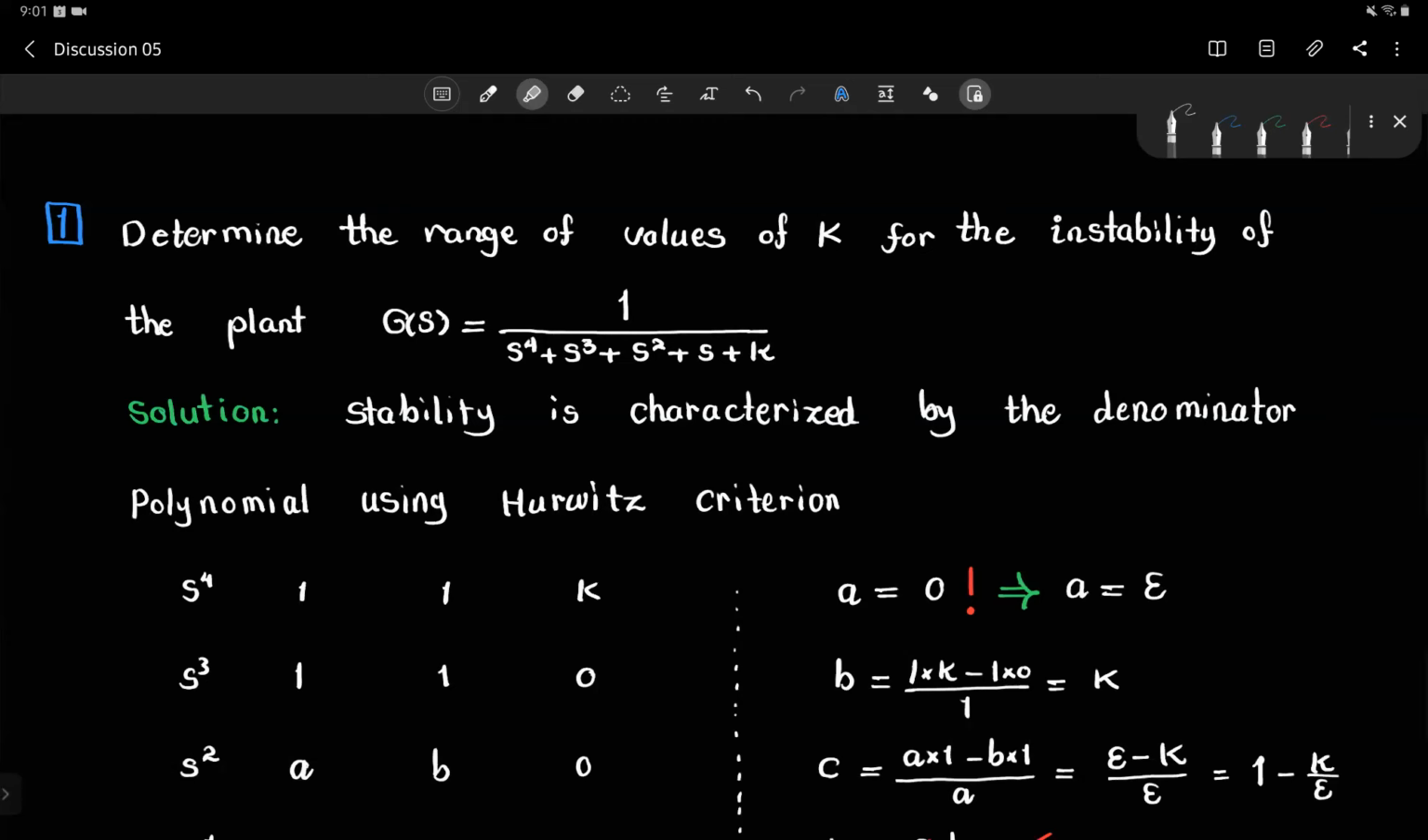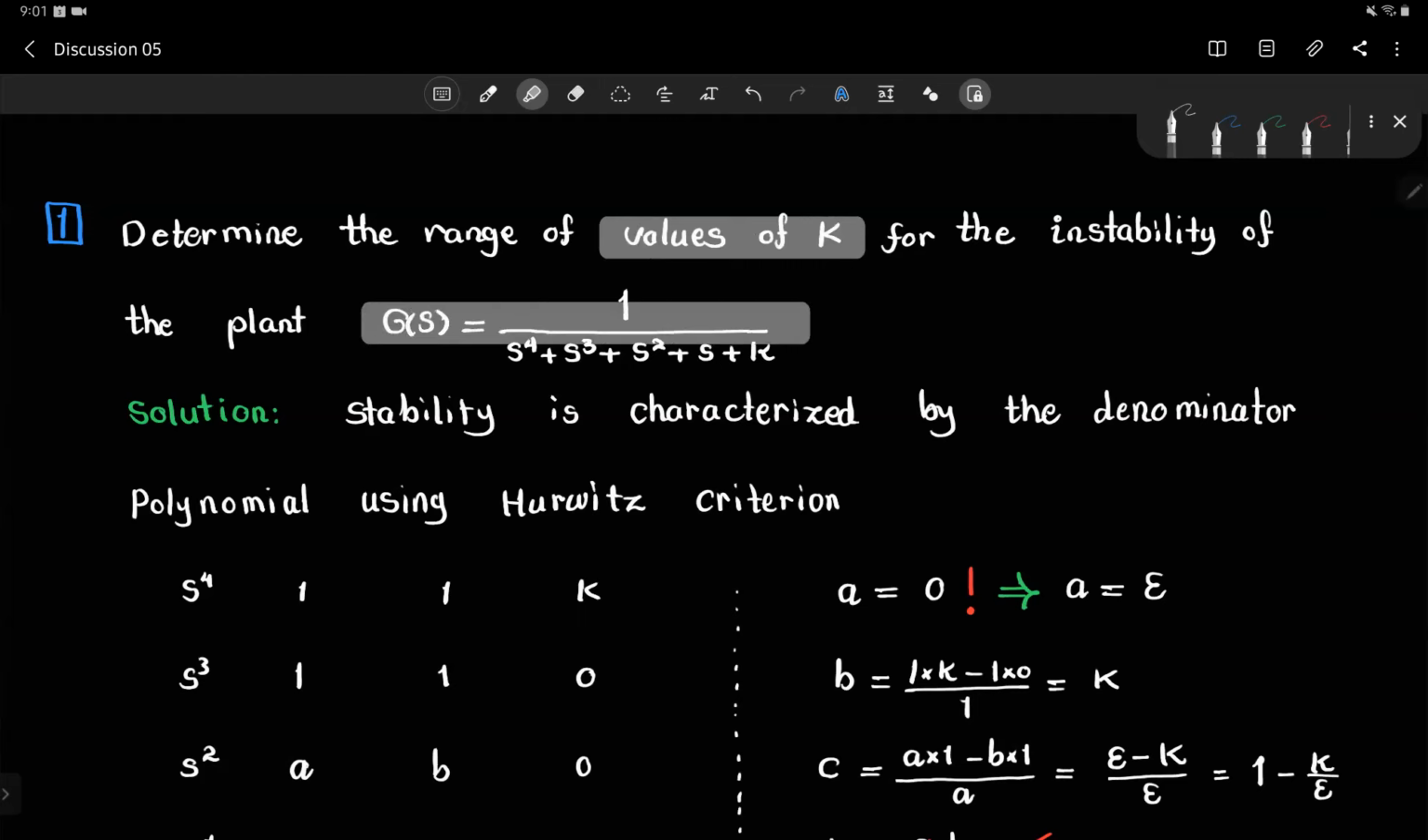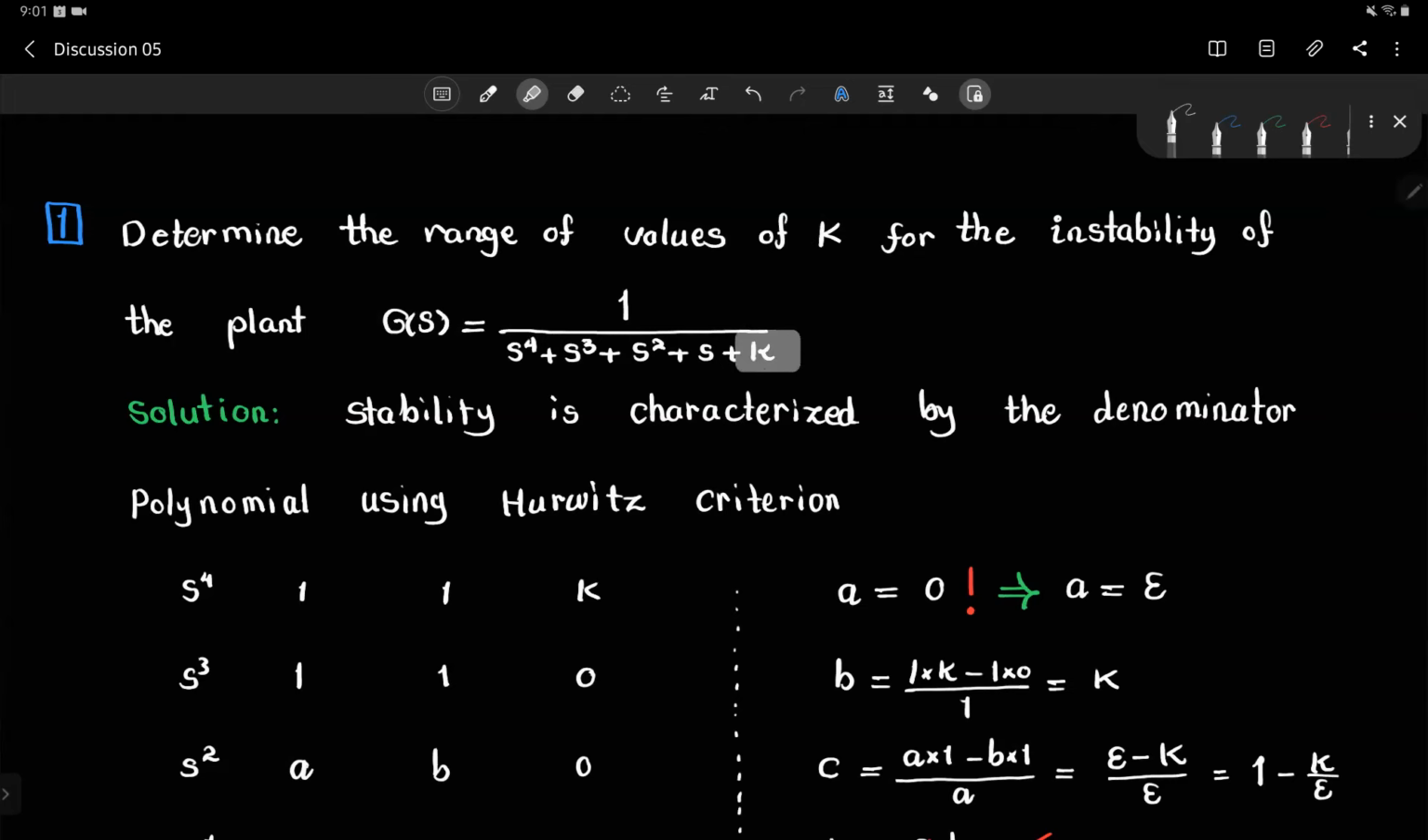The first part is about the Root Locus method, and this part is about the Routh-Hurwitz criterion. So for the first problem we have today, we would like to determine the range of values of K for instability of this plant. See that K appears at the final position in the transfer function, or as the free term in the transfer function. And we want to find the values of K for which the system is unstable.